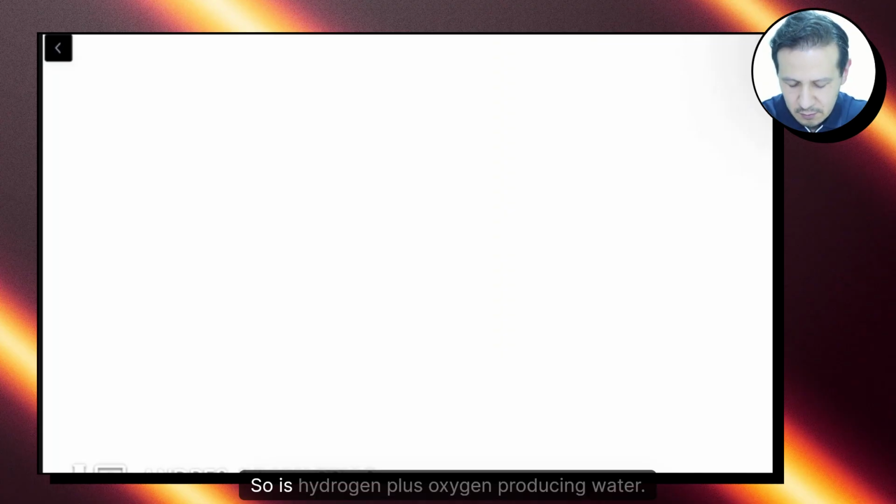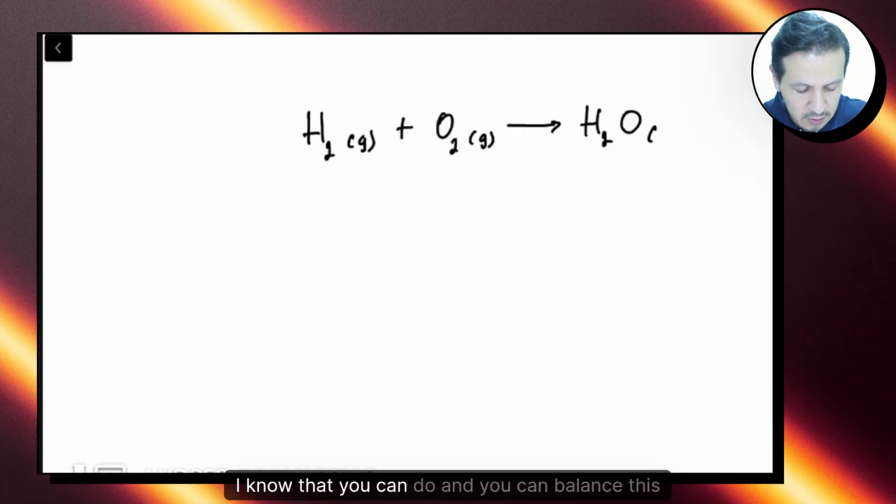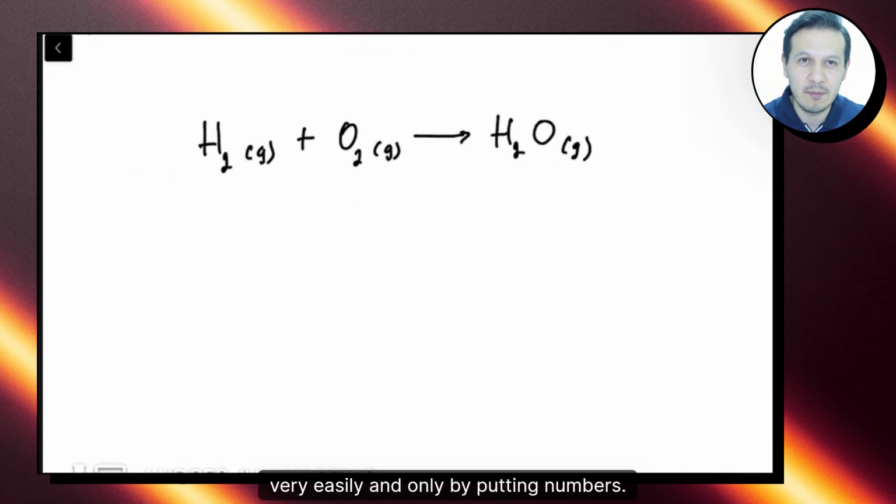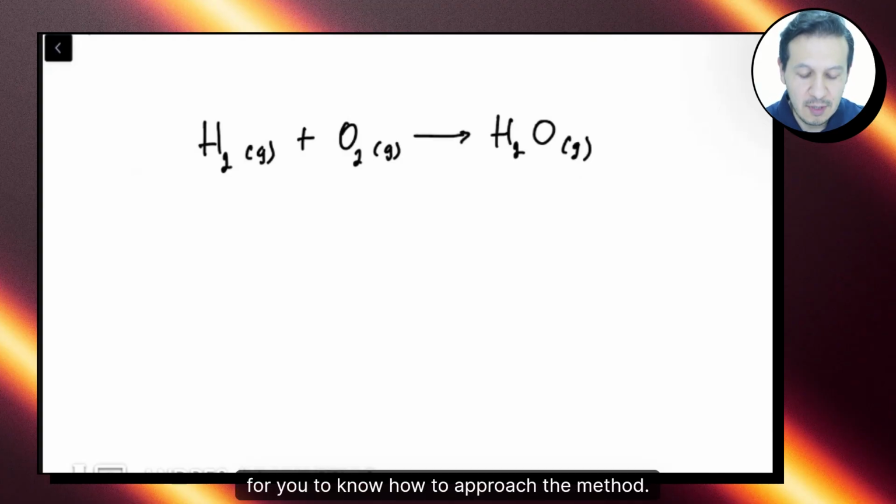Let's start. Okay, guys, first I will start with a very easy equation that you probably know how to balance without using any method, just by trying. This is only for the explanation, because later I will show you a more challenging chemical equation. So it is hydrogen plus oxygen producing water. I know that you can balance this very easily, only by putting numbers, but this is only for you to know how to approach the method.